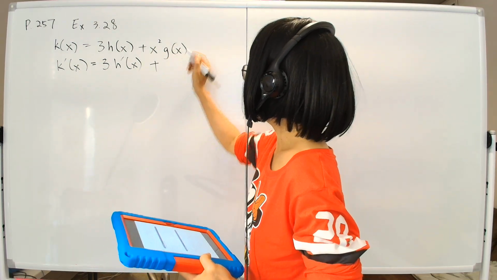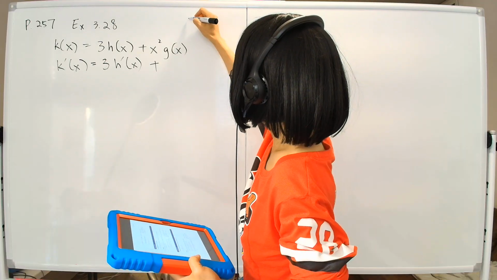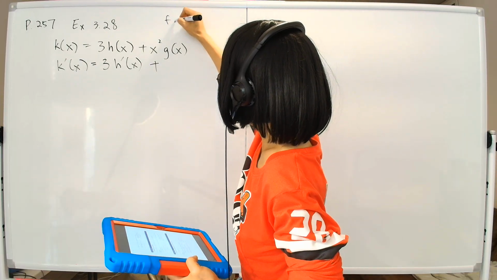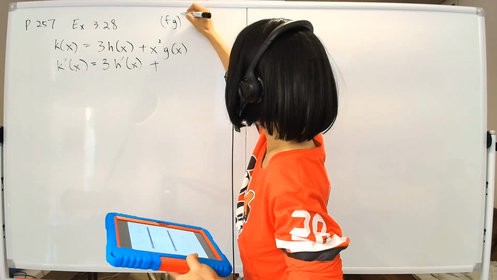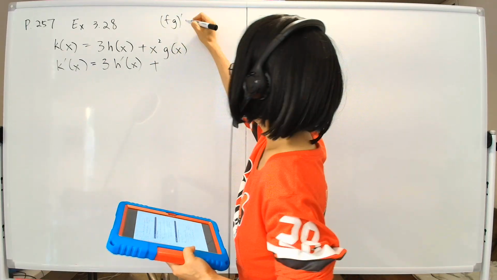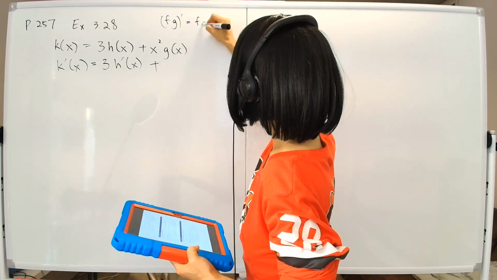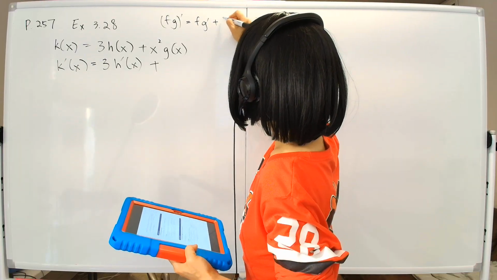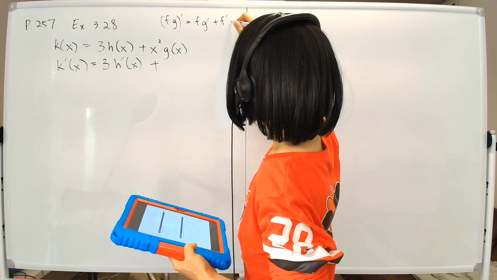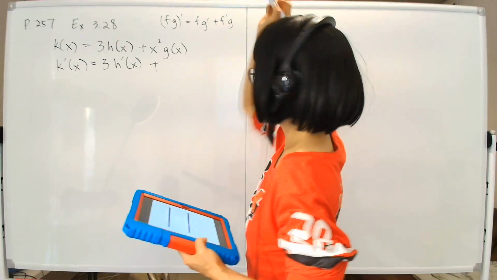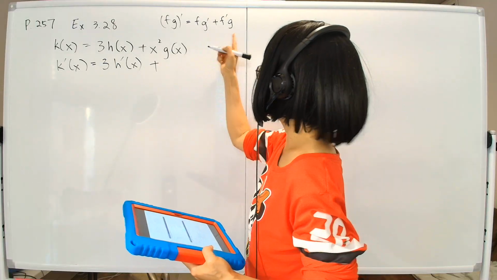So the product rule is right here. If you have f and g, two functions that you have to take the derivative of, the product rule states it is the first term times the derivative of the second plus the second term times the derivative of the first. So that is roughly the product rule.